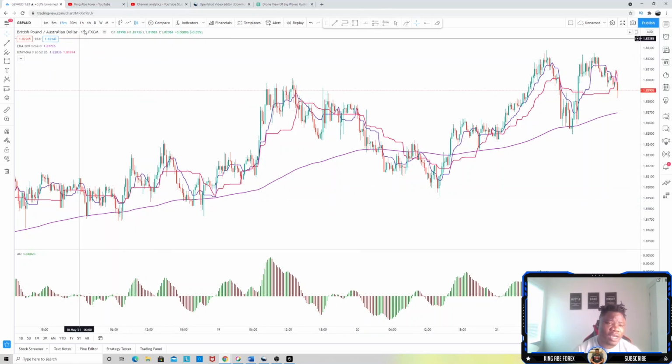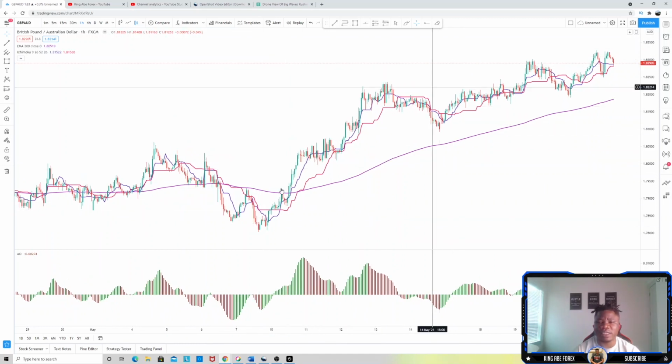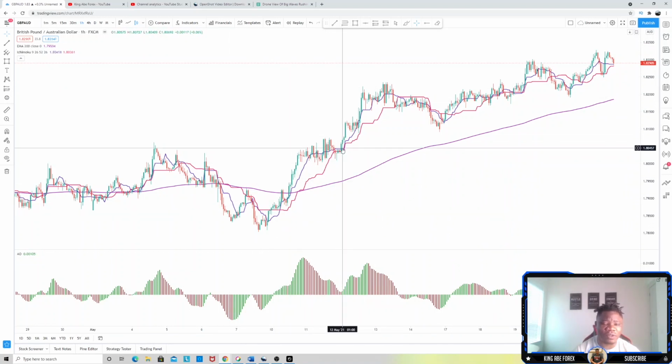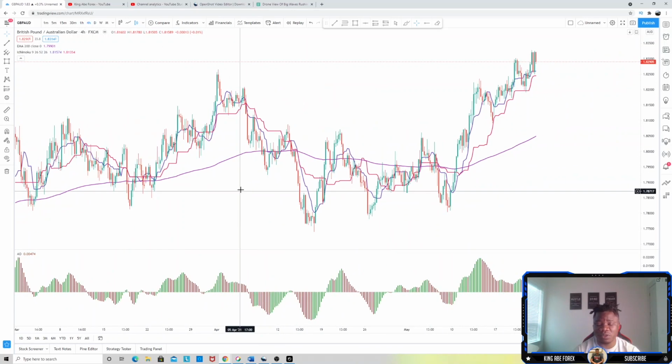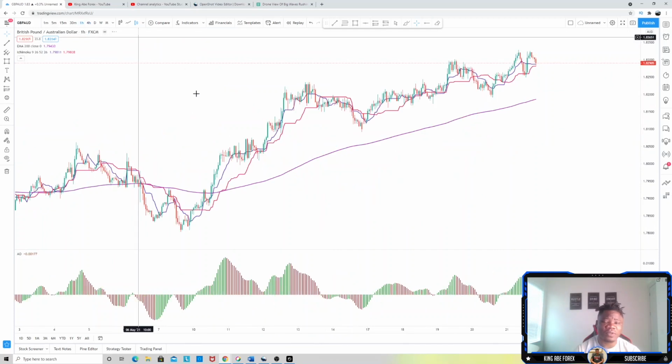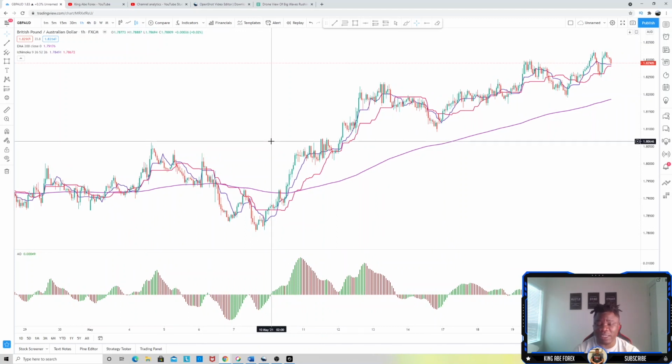Now, to figure out where our entry is going to be, I'm going to be using this buy trade right over here. For you to be able to do that, you need to figure out where your support and resistance zones are. To do this, you always have to do it on the higher time frame. You can use the 4-hour if you want to. Some traders use the 4-hour, but I prefer the 1-hour time frame.